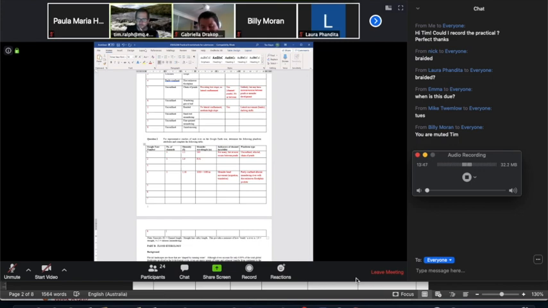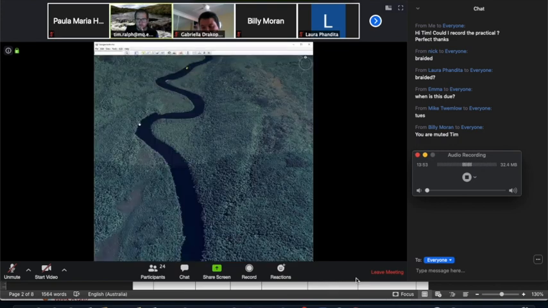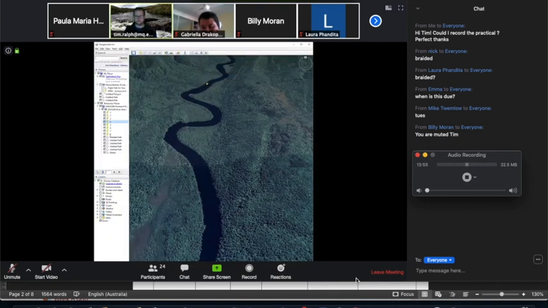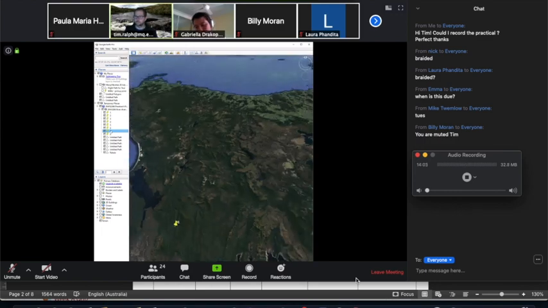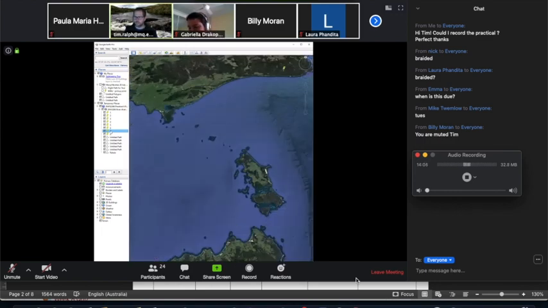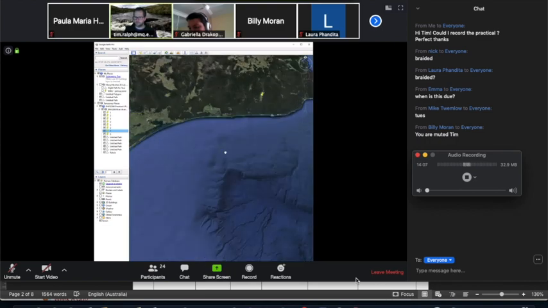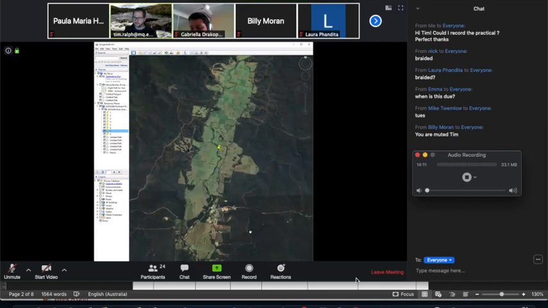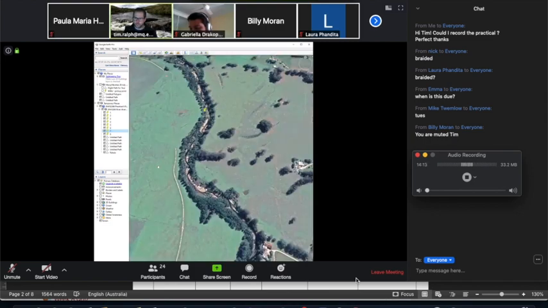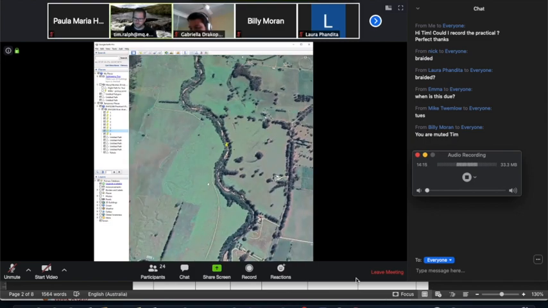So let's go back to Google Earth. All right, let's go to site number 8. On our way to site number 8, let's just have a very brief look at these other river types. So this is the sand bed meandering river that was in Gippsland. You can see the sand in the bottom of the channel. You can see the old channels out on the floodplain around it.